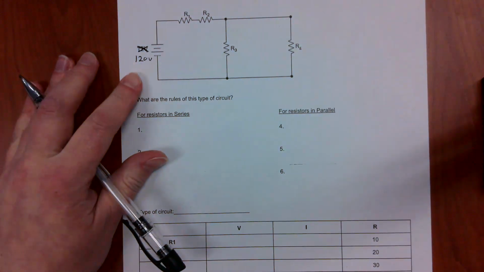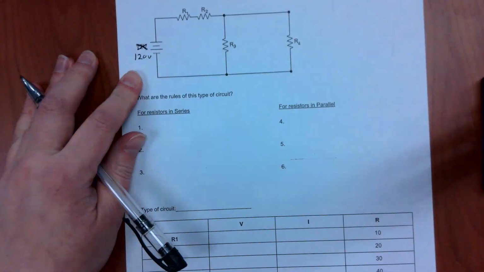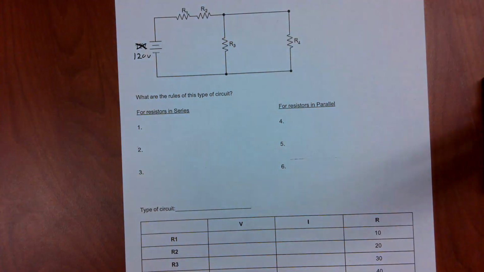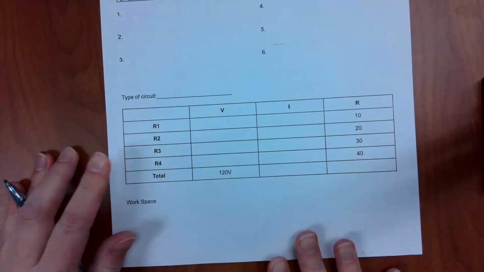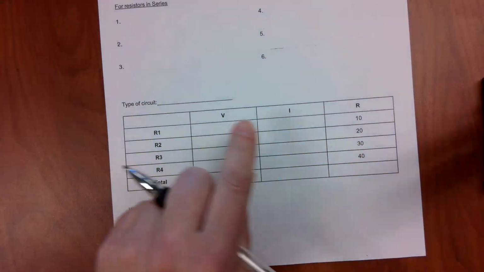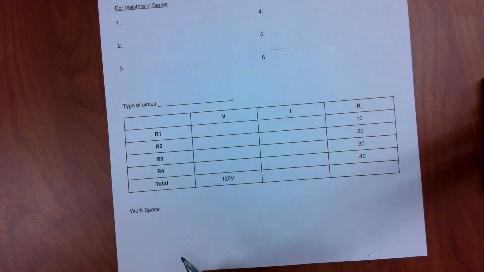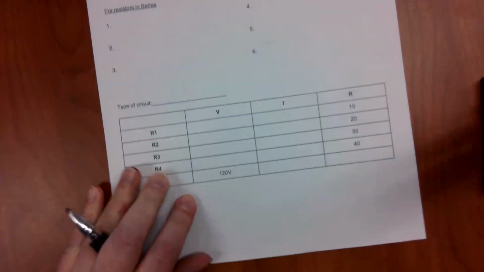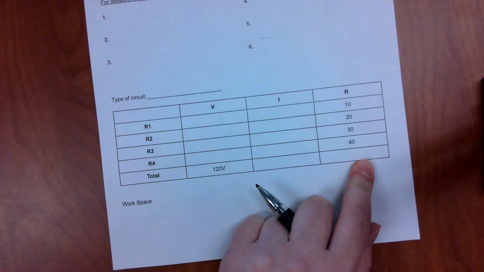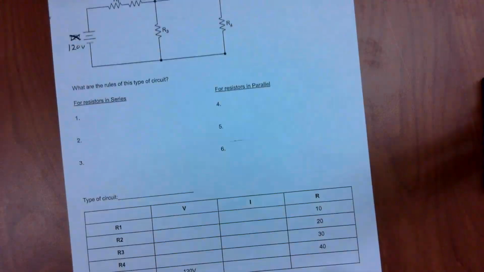Okay, so we're using this circuit diagram to fill in our blanks here, to be able to see what our voltage and current are through all of our four resistors here, as well as a total current and resistance as well.